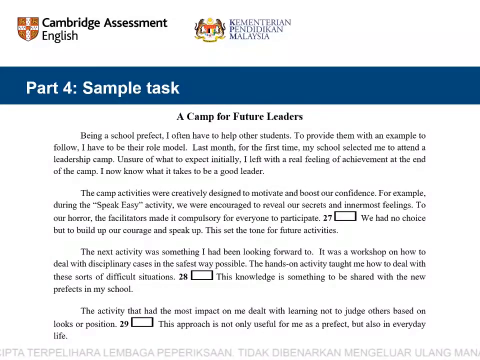Here is an extract from a sample Part 4 task. This extract has only 3 items. The full text has 6 in total. You have 1 minute to read the text starting from now.